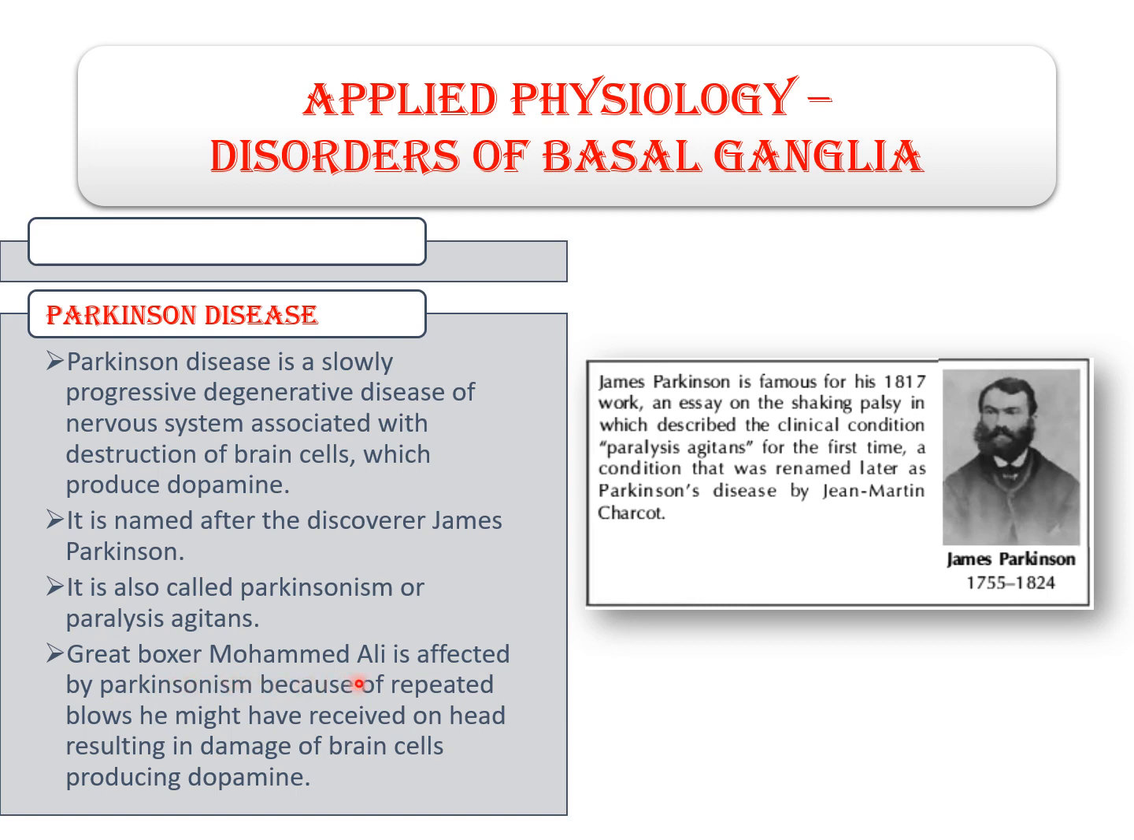The great boxer Muhammad Ali was affected by Parkinsonism, probably because of repeated blows he received on the head, resulting in damage of the brain cells producing dopamine. This is an image of James Parkinson. He is famous for his 1817 work, An Essay on the Shaking Palsy, in which he described the clinical condition paralysis agitans for the first time, a condition that was later renamed Parkinson's disease by Jean-Martin Charcot.